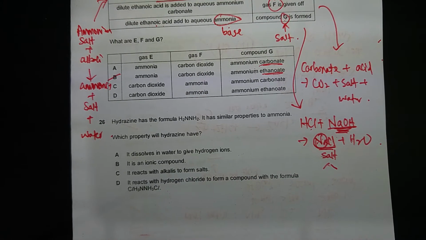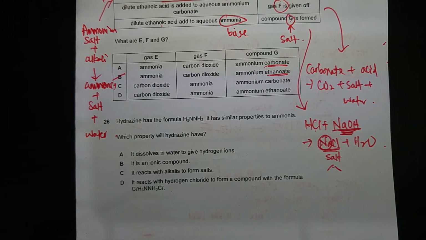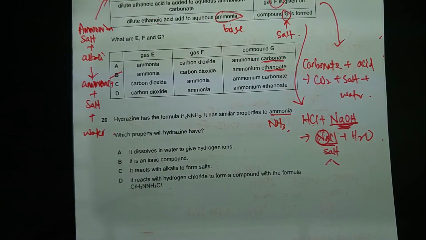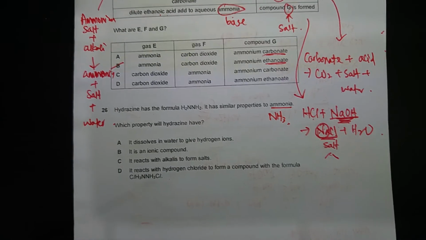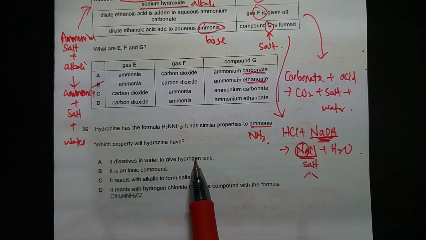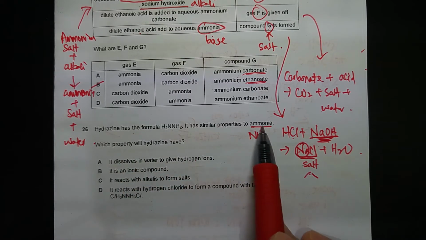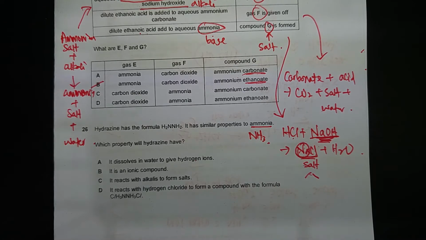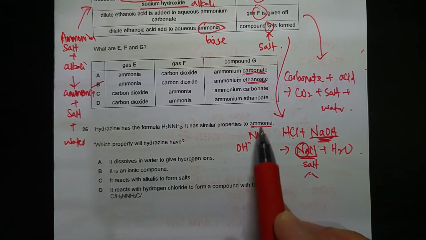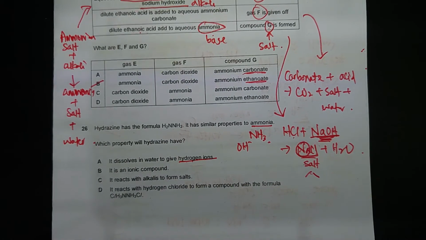Alright, number 26. Hydrogen has the formula, this one. It has similar properties to ammonia. Ammonia is NH3. Which property will hydrogen have? Dissolve in water to give hydrogen ion? Now, ammonia dissolved in water, what ions does it form? It forms hydroxide ion, not hydrogen ion. This is a base. Ammonia is a base. It is not acid. Acid is dissolved in water to form hydrogen ion.